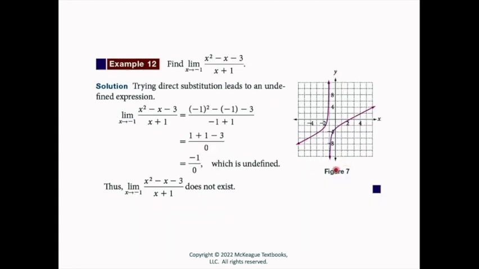For this example here, the one-sided limits don't agree. If I approach -1 from the left, I'm growing without bound in the positive direction. If I approach -1 from the right, I'm going down without bound. So that's going to be negative infinity. Because the one-sided limits aren't the same, we would say the limit does not exist.